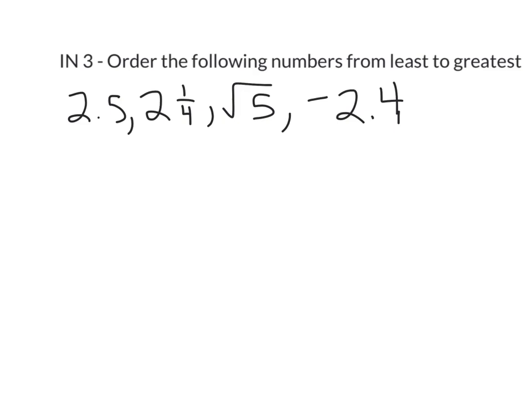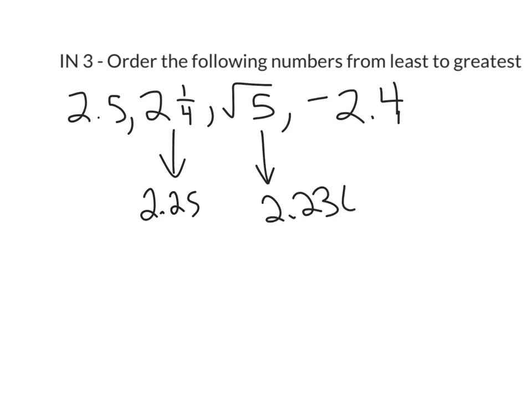Lesson IN3, one of the main things we talked about is ordering numbers from least to greatest. So what you might want to do for these is get them as decimals, and then we can put them in order. So 2 1/4 you might know as 2.25. Square root of 5, we could use our calculator to get an approximation for that. So that comes out to about 2.236. And now we can put these in order least to greatest. Notice this one number is negative. So negative 2.4 would be the lowest number.